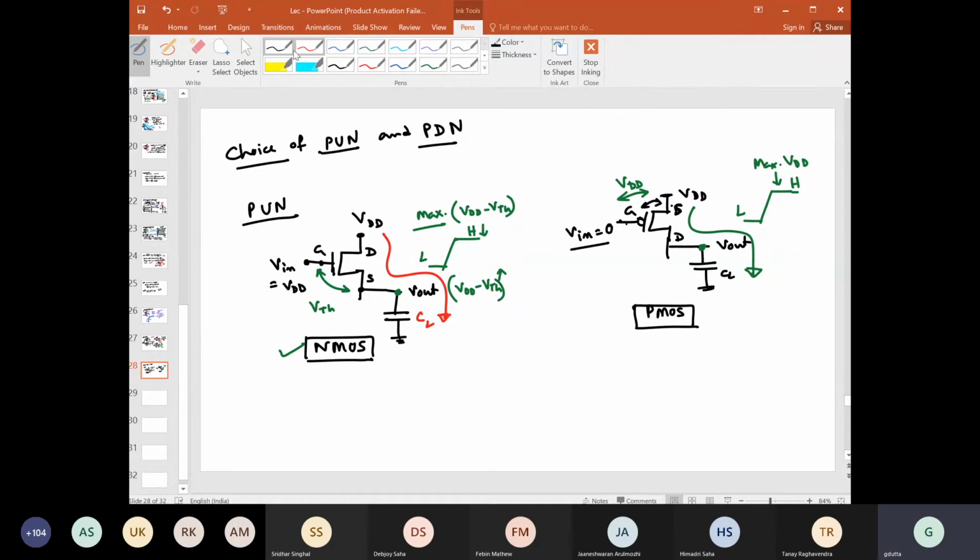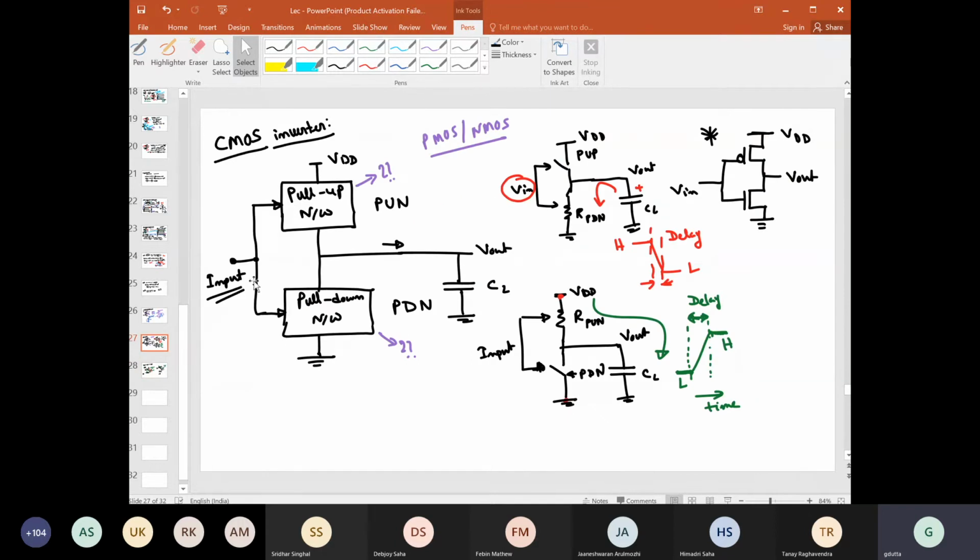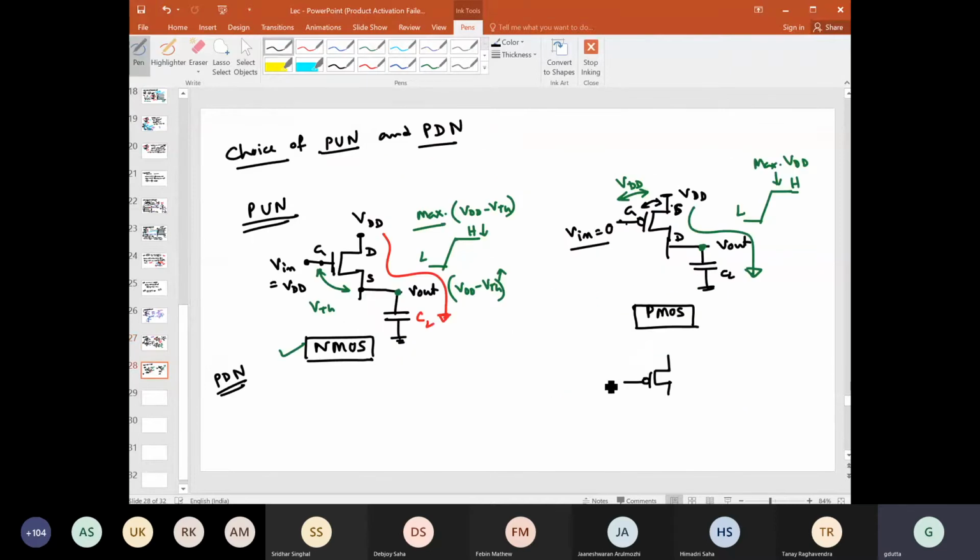Okay. Now let us consider the pull down network case. For the pull down network, let us say we want to use this PMOS as a pull down network. Then let us see the position of this pull down network. It is top connected with V out, and the bottom part is connected with the ground. V out is connected with the load capacitor, and this is ground.